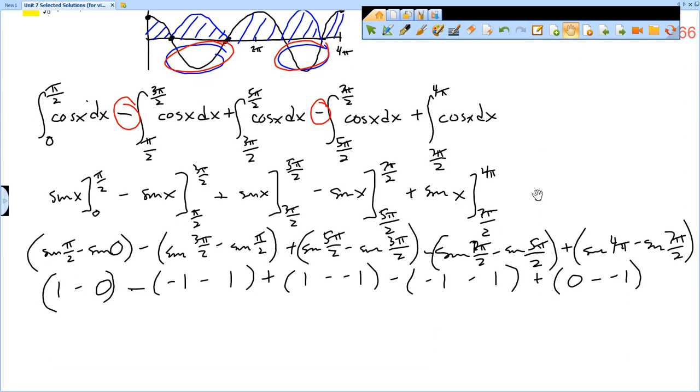All right, so then we're just going to simplify here. We have 1 minus 0 is 1, minus negative 2, so that's plus 2, plus 2, minus negative 2, so that's plus 2, and then minus negative 1, so that's plus 1. So 1 plus 2 plus 2 plus 2 plus 1, we get 8. And so 8 would be the value of this integral.